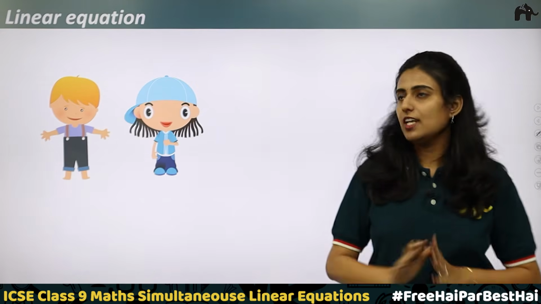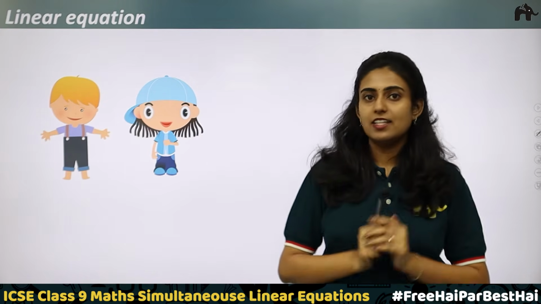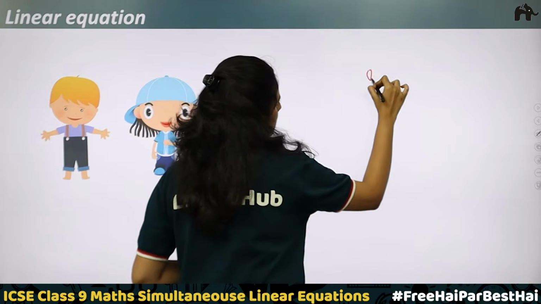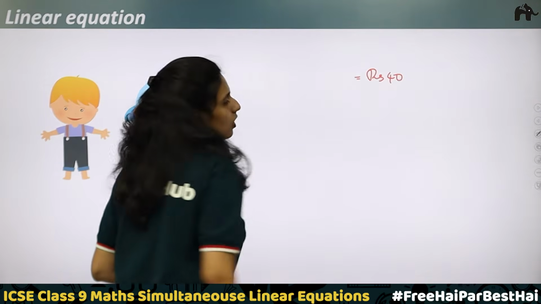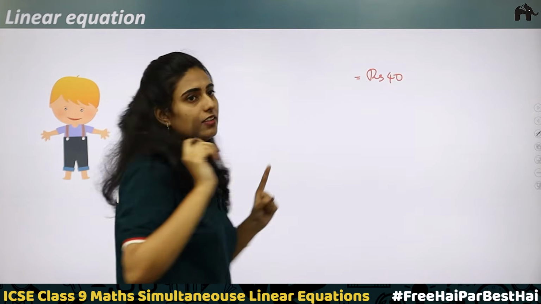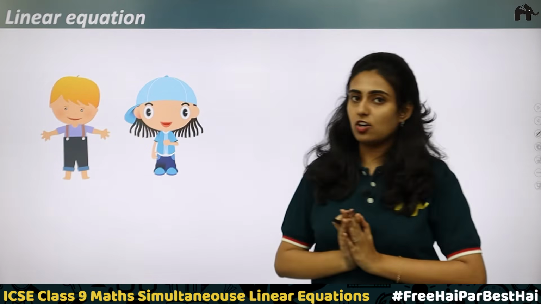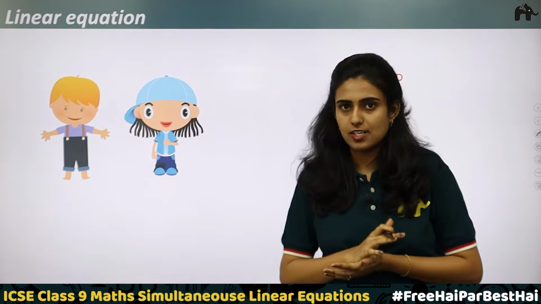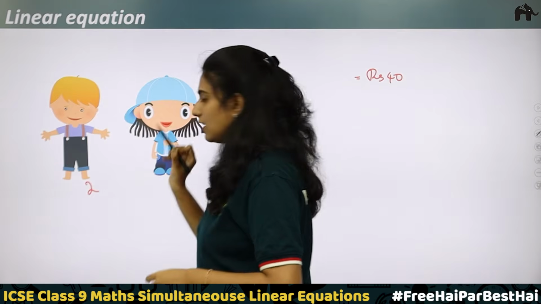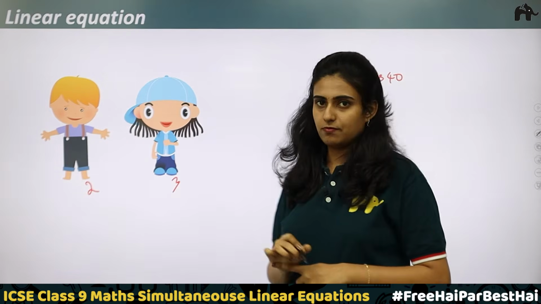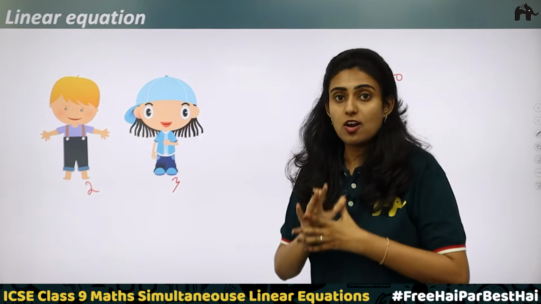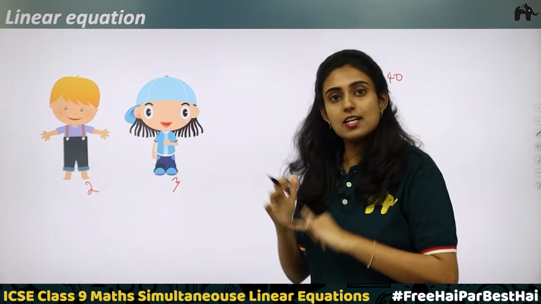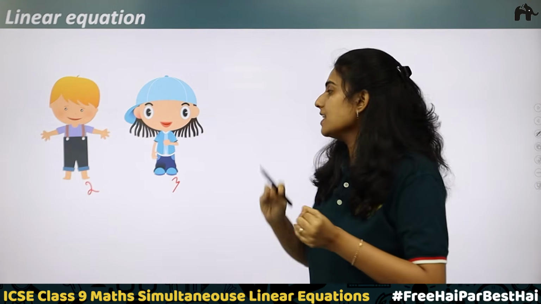So, let's start with the story. Here, we have the same boy and girl. They are going to a shop and they are buying chocolates. So, total cost of chocolates is rupees 40. Here, the only thing is, we don't know the cost of chocolates bought by the boy and girl. They are buying different chocolates of different cost. Let's say, the boy buys 2 chocolates and the girl buys 3 chocolates. So, in this case, the price of the chocolates bought by the boy and the price of the chocolate bought by the girl are unknown quantities. We will take these unknown quantities as x and y.